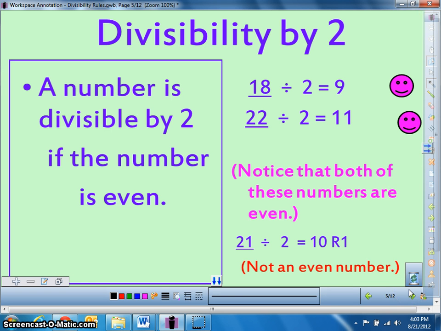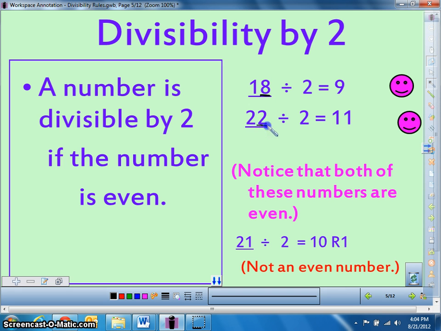So the first one is divisible by 2. We can tell that a number is divisible by 2 if that number is even. Remember, numbers are either even or odd, and if it's an even number, we know it's going to be divisible by 2. So if we quickly look here, we've got the number 18, and all we're looking for is this last digit here, 8. 8 is an even number, and so we can divide it by 2. When we do, we get 9 with no remainder left.